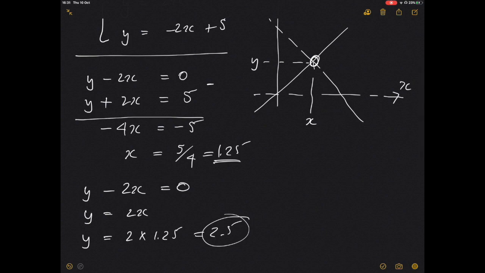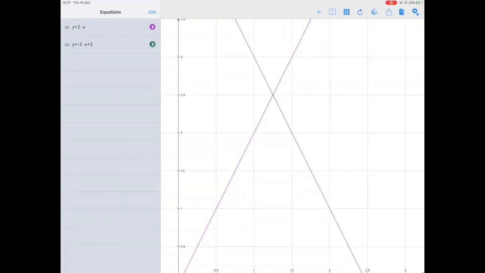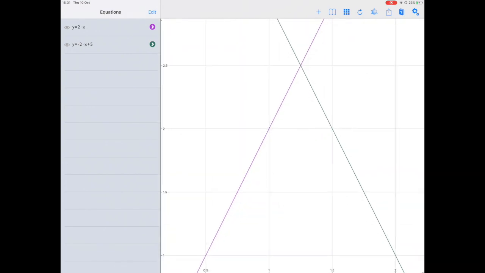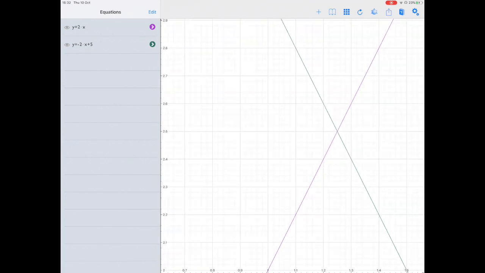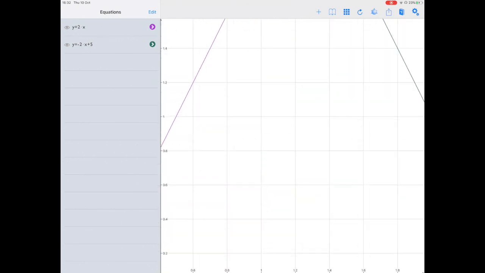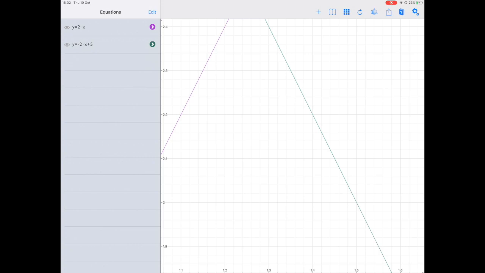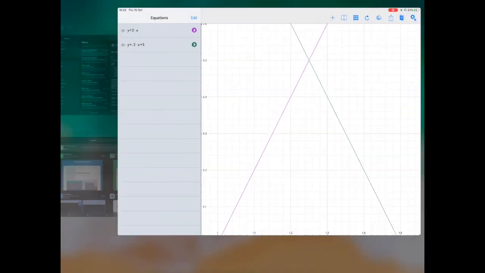So if we go to our graphing software and we look at our two lines of y equals 2x and y equals minus 2x plus 5, we can see on the y-axis they cross quite nicely at 2.5, and on the x-axis they cross at 1.25. That is our answer, 1.25.